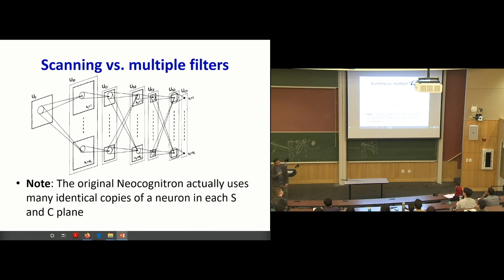Now, when you actually begin implementing this, remember this. In the original neo-cognitron, when I formed an S-plane, you didn't have just one neuron, you had many copies of the same neuron. If I updated one, I updated everything, right? You don't need many copies of the same neuron. You can just have one copy scanning, and it's exactly the same behavior. We saw this in the last class.